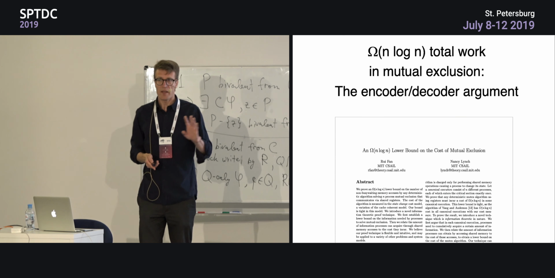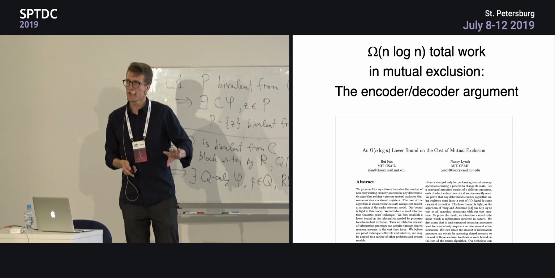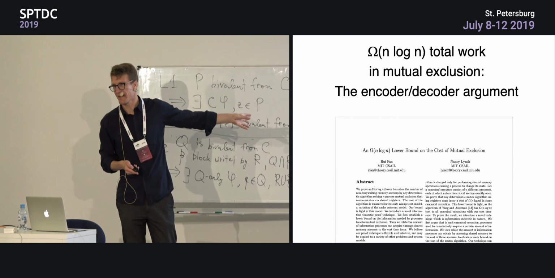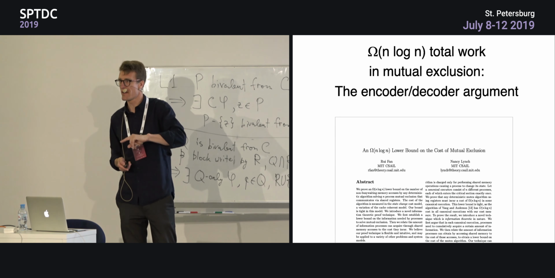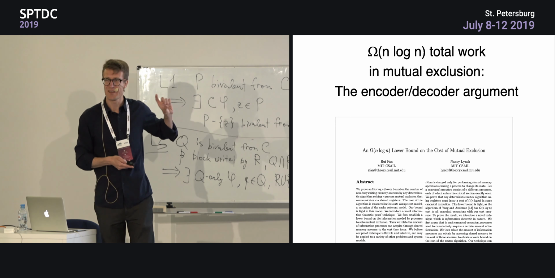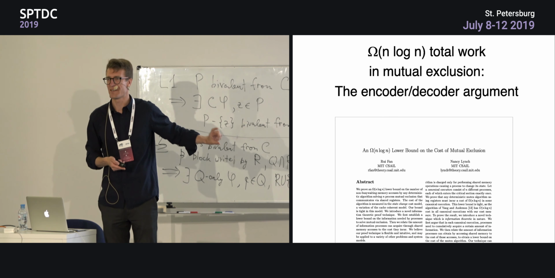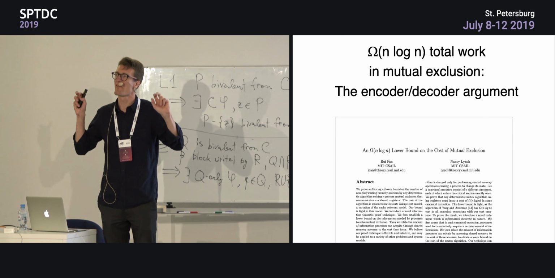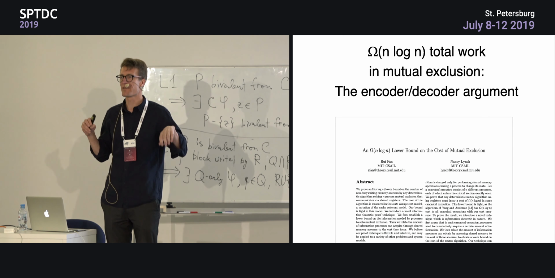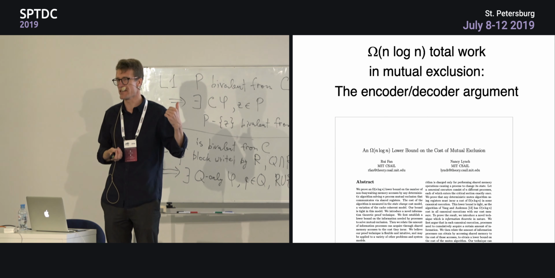Right. But I need to make a remark here. So this looks like a lower bound matching the Young and Anderson upper bound, but it's a simpler result. They didn't consider what we call a realistic cache coherence or DSM model. They considered an abstract model which they called state change.